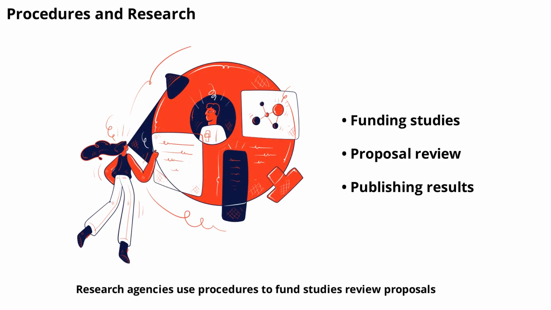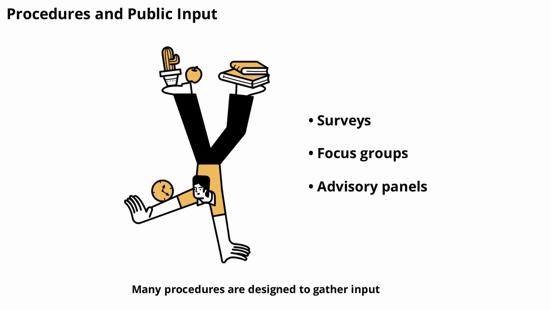Research agencies use procedures to fund studies, review proposals, and publish results. These steps help ensure that research is conducted ethically and that findings are reliable. Procedures also provide a way to manage conflicts of interest and protect intellectual property. Many procedures are designed to gather input from the public before decisions are made. This might include surveys, focus groups, or advisory panels. Public input helps ensure that government actions reflect the needs and values of the community.